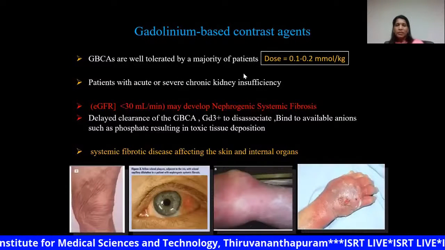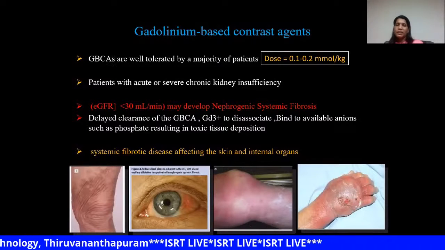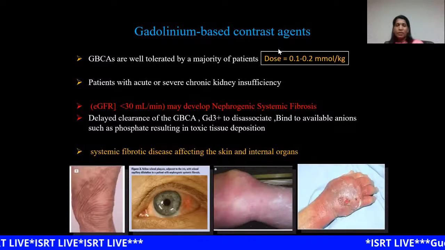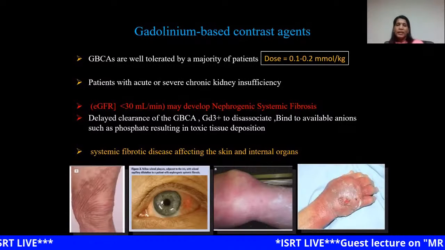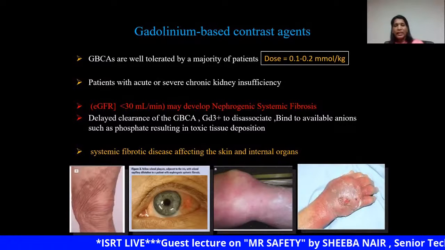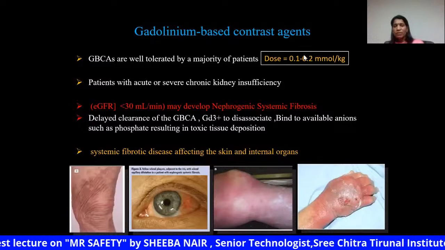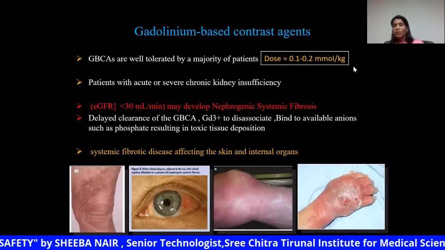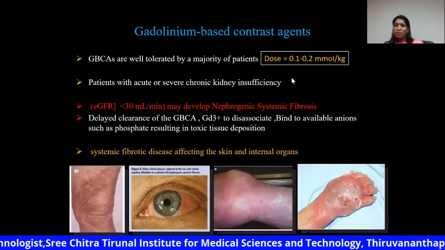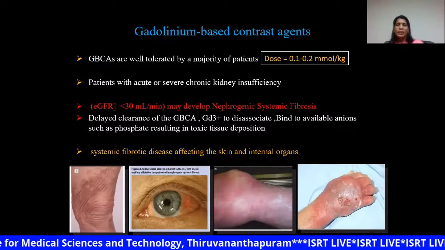So the gadolinium, I told you, in certain situations we may need to administer gadolinium contrast agent. The safety profile of gadolinium contrast agents compared to iodinated contrast agents is very good, and gadolinium contrast agents are well tolerated by the majority of patients. The recommended dose is 0.1 to 0.2 millimole per kg, and this dose is safe for most patients.